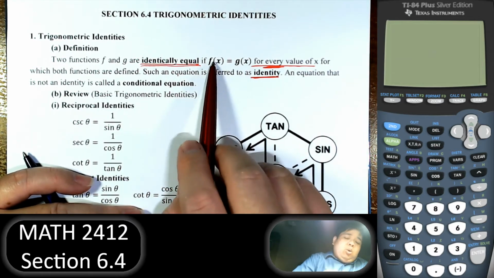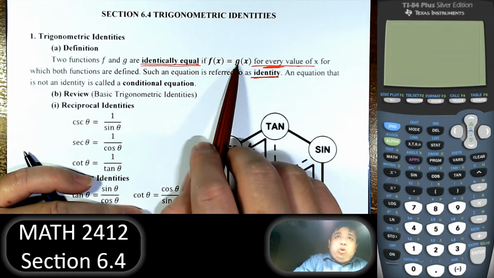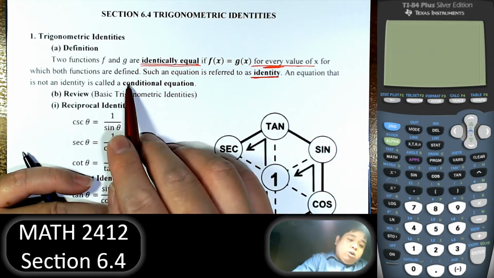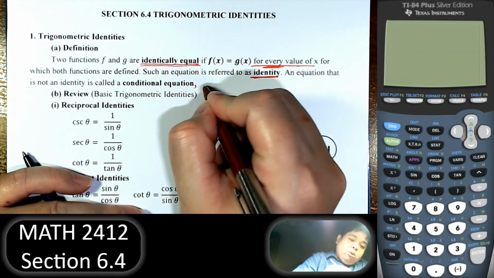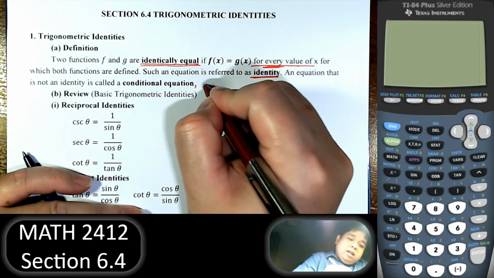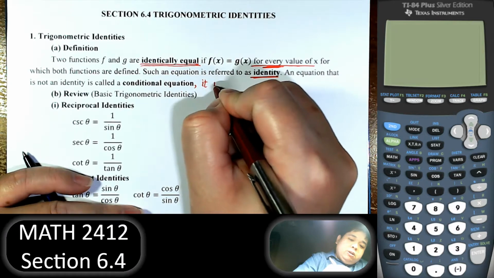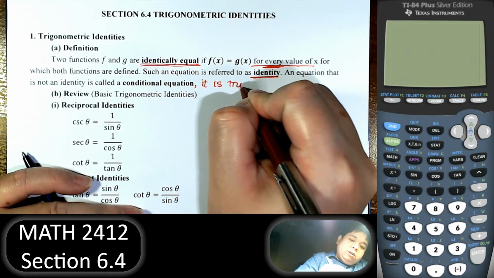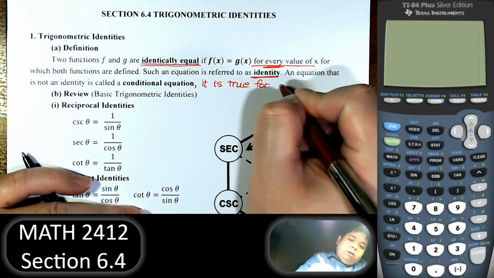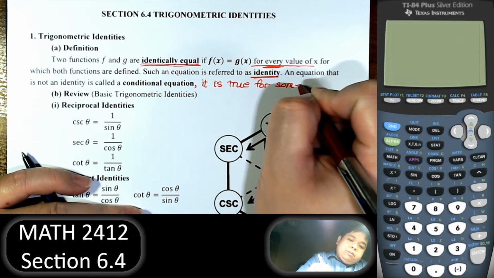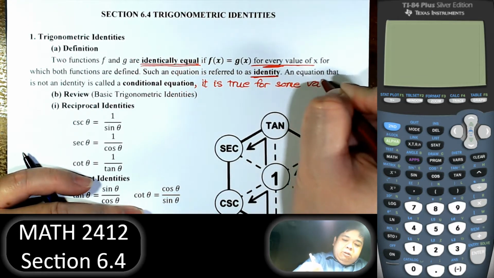An equation like this, if it is only true for some values of x, is called a conditional equation. Conditional equation means that it is true for some values of x.